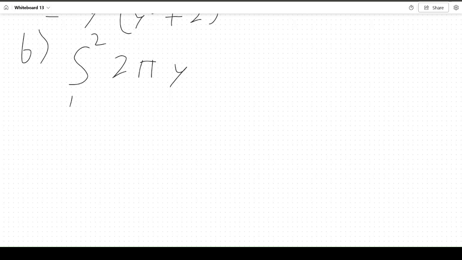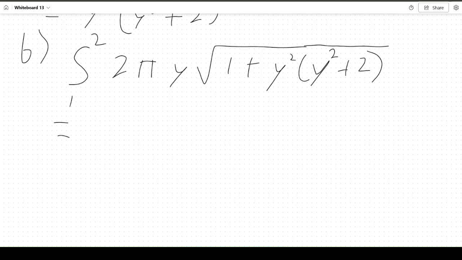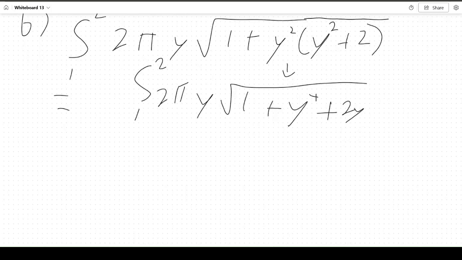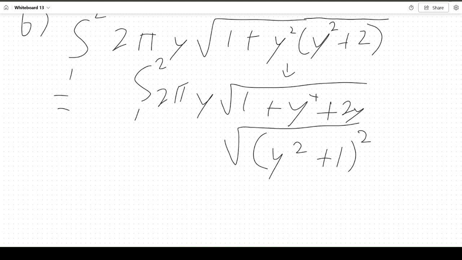So this would be y, and we can plug it in. So 1 plus y squared times y squared plus 2. We can actually distribute this. So this would be 1 plus y to the power 4 plus 2y. We can distribute it further. So this would be y squared plus 1, all squared. If you distribute it, it will be the exact same as this equation. And yeah, this will make it much easier.